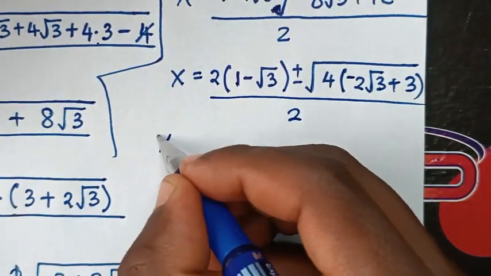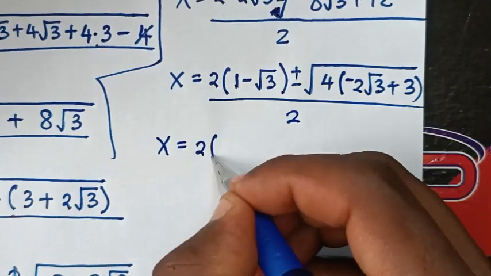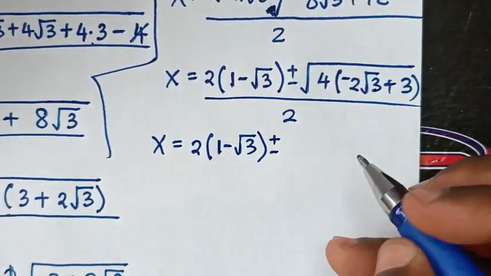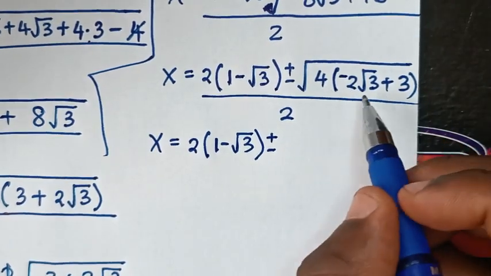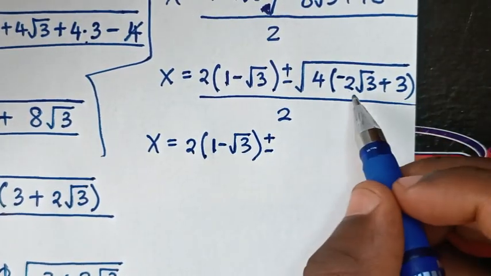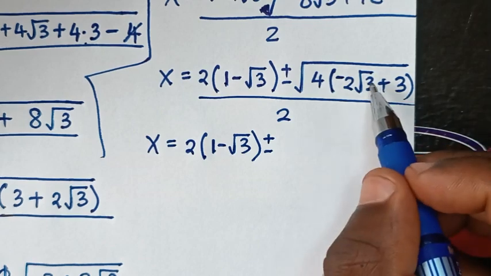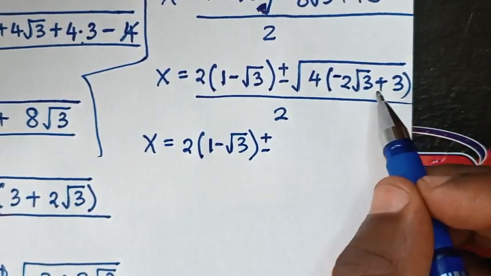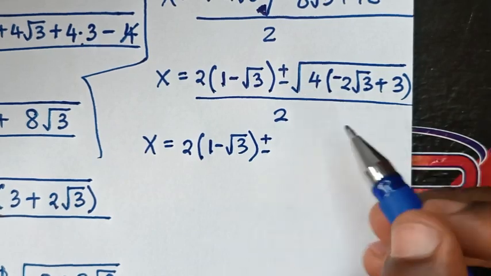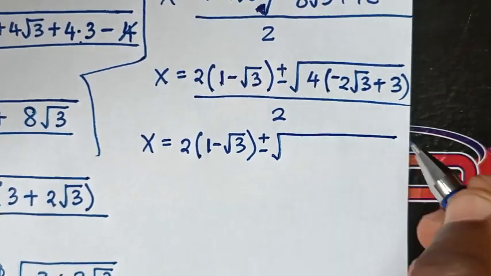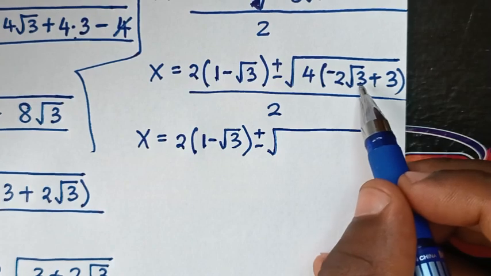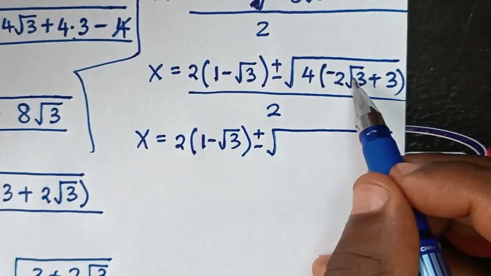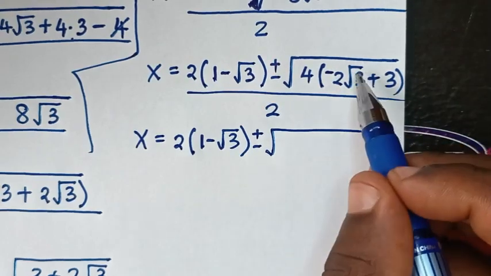So it will be x is equal to 2 bracket 1 minus square root of 3 bracket plus or minus, into here this 3 minus 2 square root of 3, it is negative. So we want to make this positive, so as we can find the square root of negative. So here it will be square root of, because square root of 3 it is 1.732 times negative 2, it will be negative 3 minus this, it will be negative.